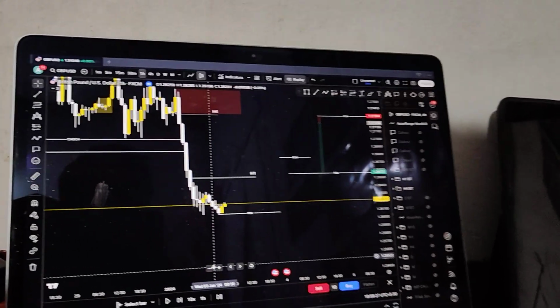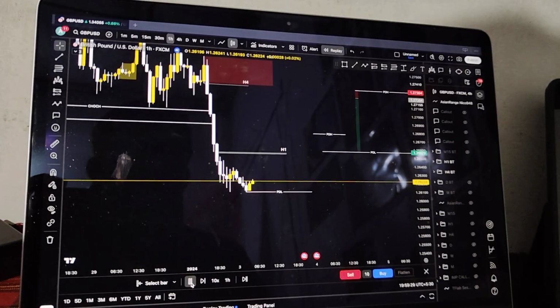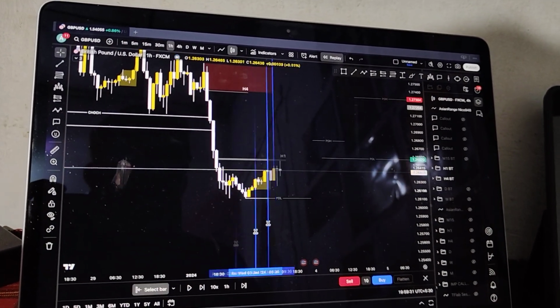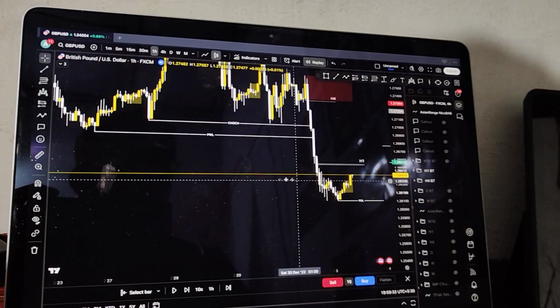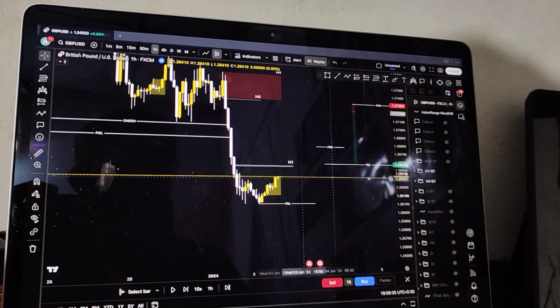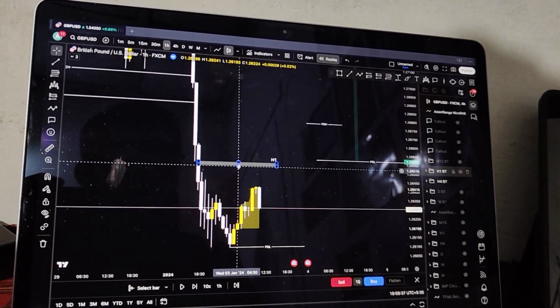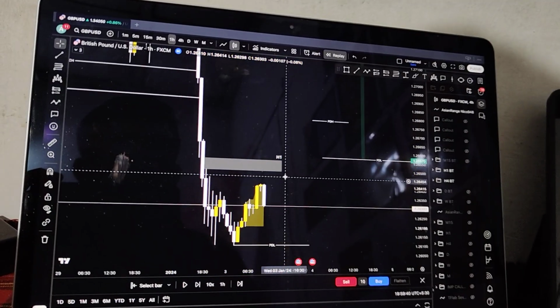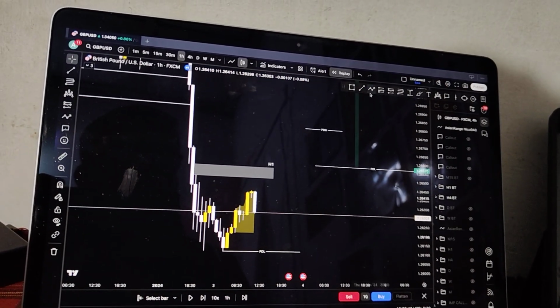And on the H1, obviously my bias was bearish. I wait for the Asian range to close, because without the Asian range closing we can't do anything. So Asian range closed. There was the H1 fair value gap here, as you can see. I will mark it again. So this was the only zone that I was looking for, because there were no supply zones.